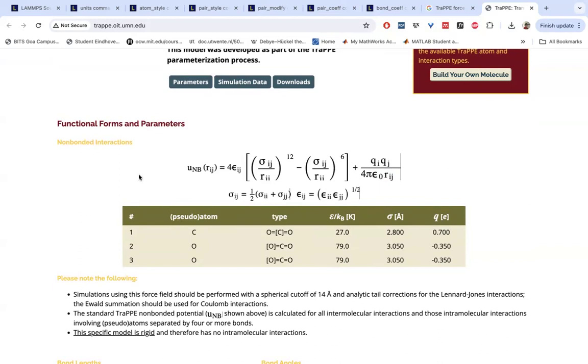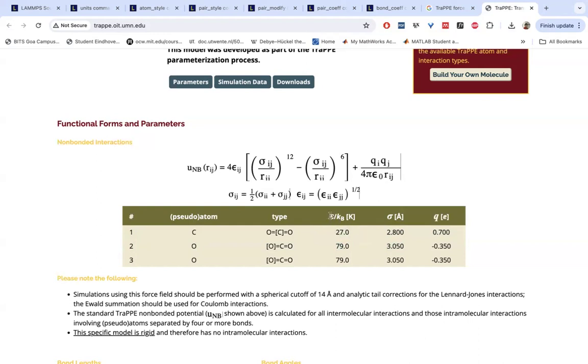When I say non-bonded interactions, these are not the interactions that are coming out of the bonds and so on. And for each of these, you see the parameters. For carbon it's 0.7, for oxygen it's minus 0.35. These are the partial charges. The sigma is 2.8, and the sigma for oxygen is 3.05 and so on. And similarly for carbon, the epsilon is 27, then for oxygen it is 79 and 79.